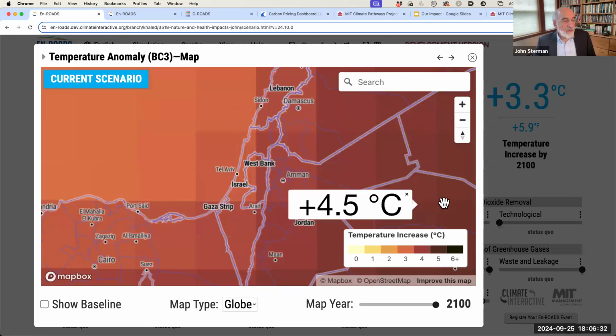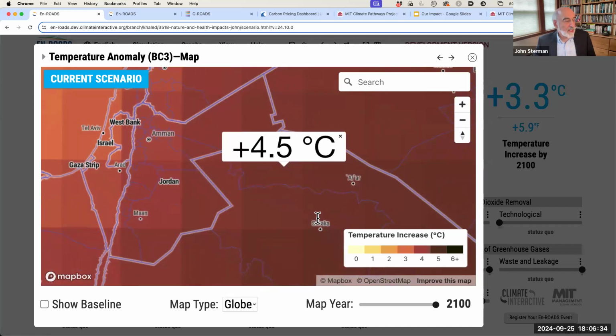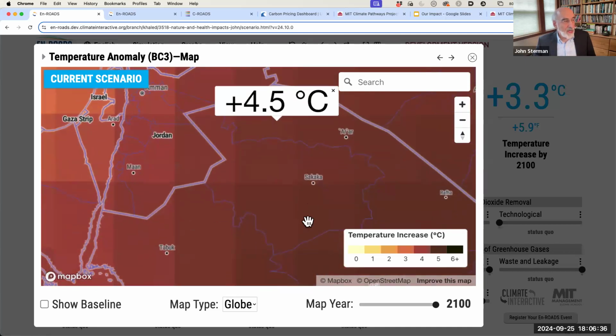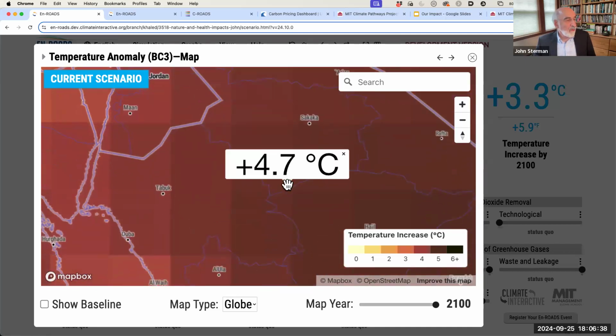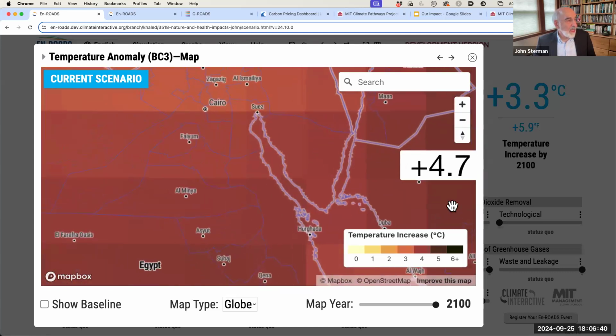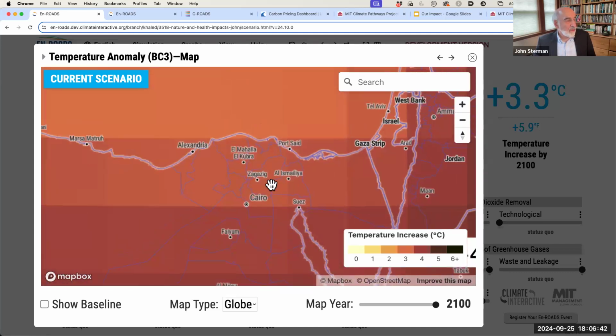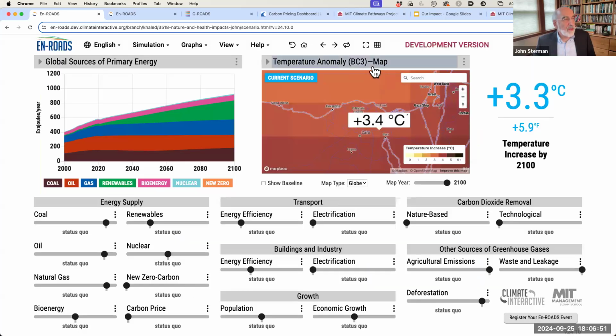And it's very valuable to look at your neighbors and ask what destabilizing consequences there would be with this kind of warming in those regions. So that's a feature we have now. We have some other useful features.